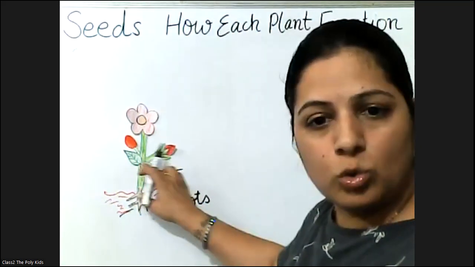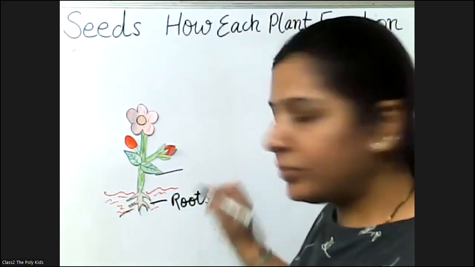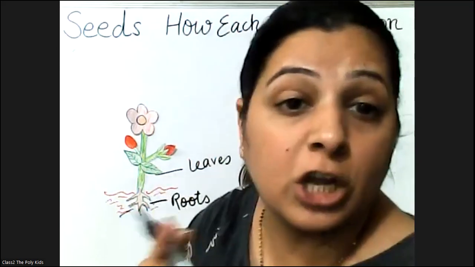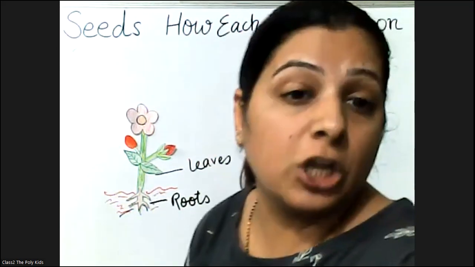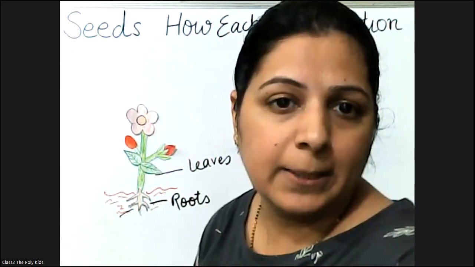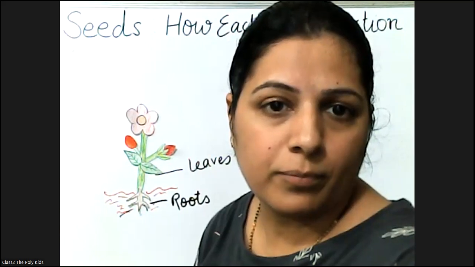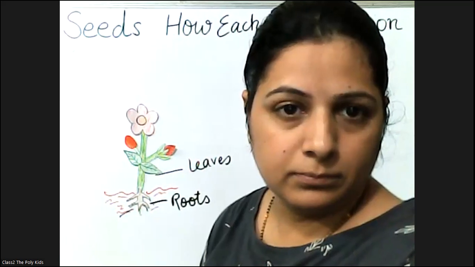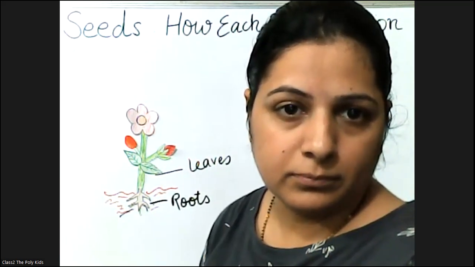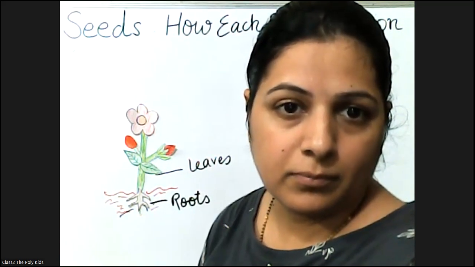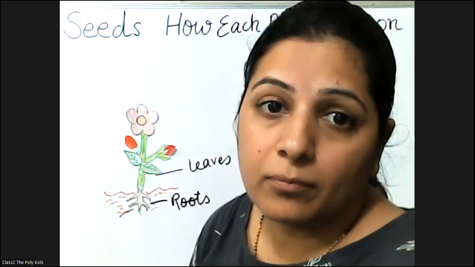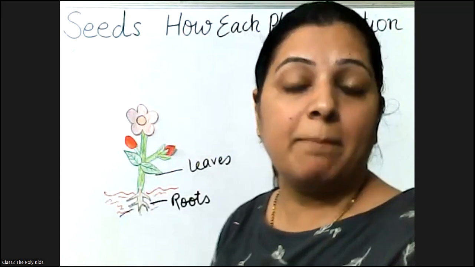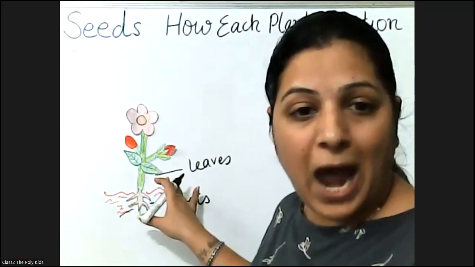Okay, now what are these? What are these two? Leaves. And what is the function of leaves? Anybody? Yes, Abhijit. Food for the plant. Leaves. Food for the plant. Yes, leaves, they make food for the plants.